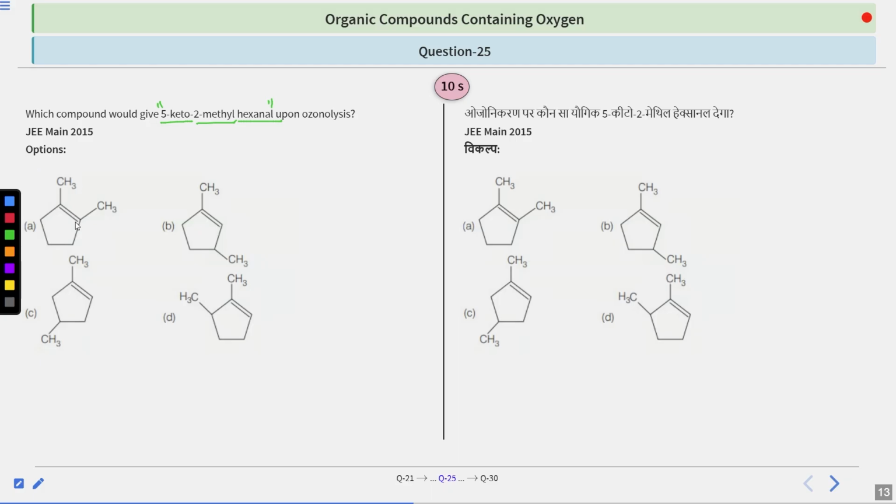Options are: a cyclopentane ring where two methyl groups are attached at the first and second position; or a cyclopentane ring where the two methyl groups are attached at the first and third position; or the same cyclopentane ring with two methyls at the first and fourth position; and lastly, the same cyclopentane ring with methyl groups at the first and fifth position. You have to select one compound which will give 5-keto 2-methyl hexanal upon ozonolysis. You have some time to think about this question. After that, we will see the answer.